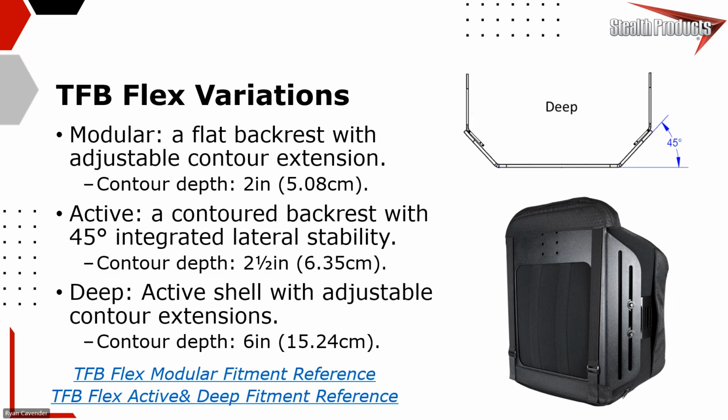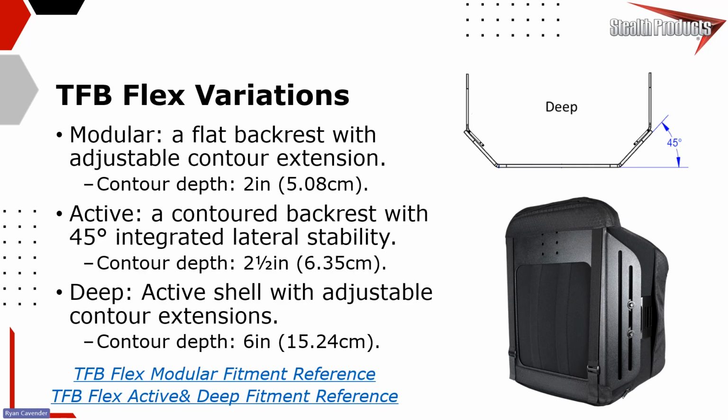Our last one here is going to be, we take the active shell, we add an adjustable extension to that to get 6 inches of depth, and that becomes our TFB deep, or flex deep. Additional thoracic lateral support could be added if you needed targeted shaping, contouring, things like that.